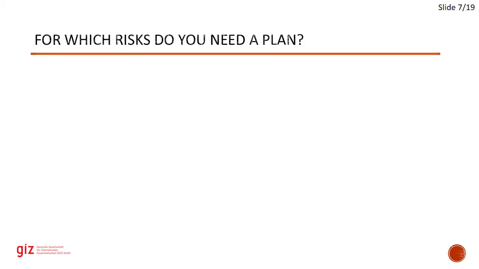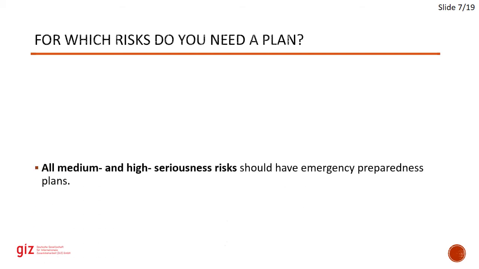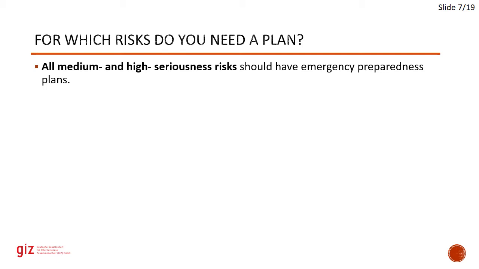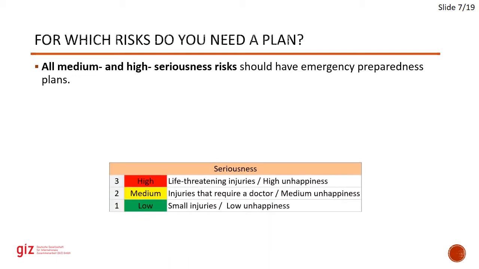So, for which risks do we need an emergency preparedness plan? At the minimum, all your medium and high seriousness risks should have emergency preparedness plans. You will remember that high seriousness means life-threatening injuries and/or high unhappiness, and that medium seriousness means injuries that require a doctor and/or medium unhappiness.